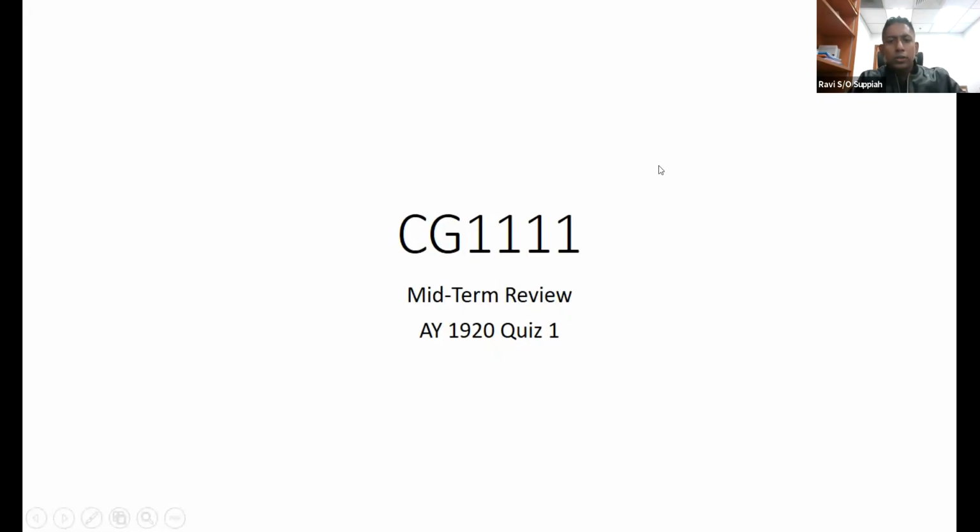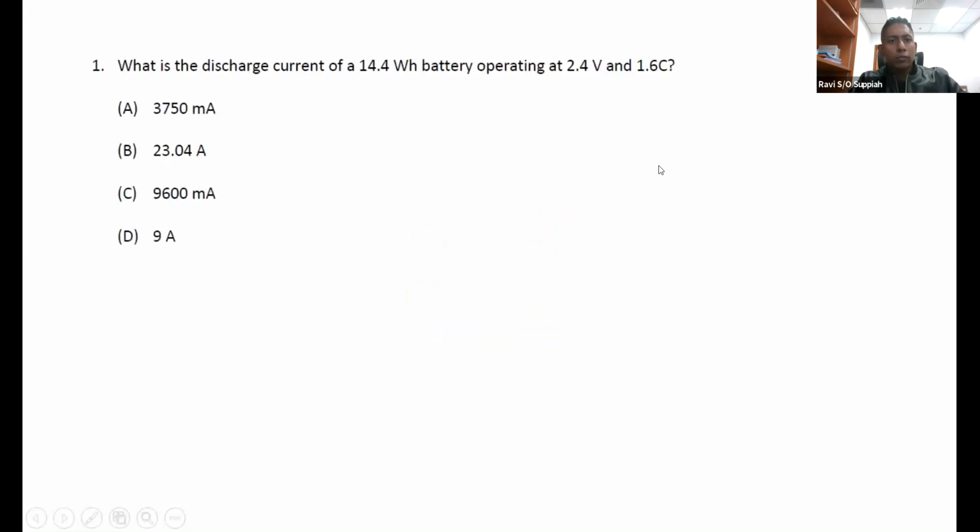Okay, so we'll go through the AY1920 quiz one first. The first question is on the battery as well as some understanding of C rate. As you can see over here, we are given the discharge current of a 14.4 watt hour battery operating at 2.4 volts and 1.6 C.